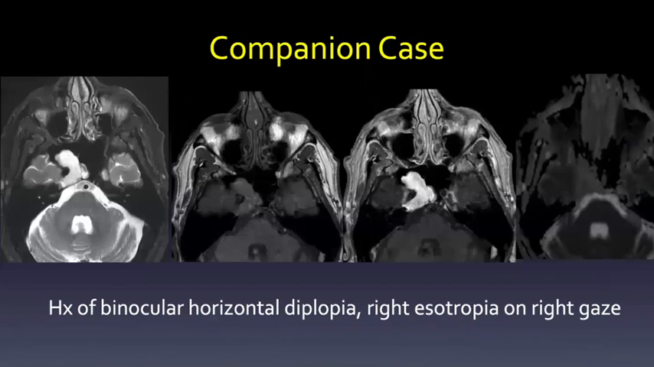Here's a companion case of an older adult with a right esotropia on right gaze and horizontal diplopia, so concerning for a right sixth nerve palsy. Here you can see a T2 hyperintense enhancing lesion involving the petroclival synchondrosis, more off midline, and this was consistent with a chondrosarcoma.